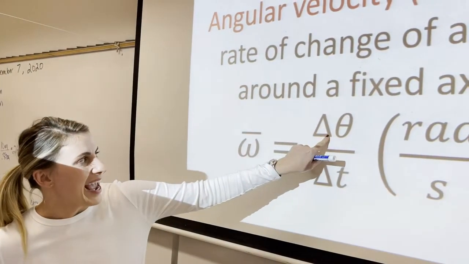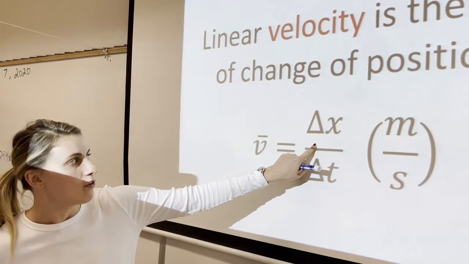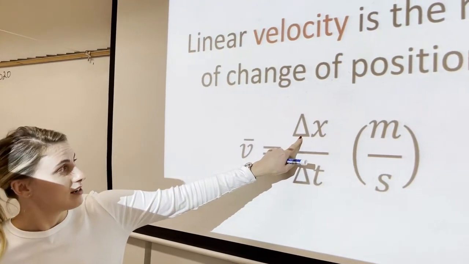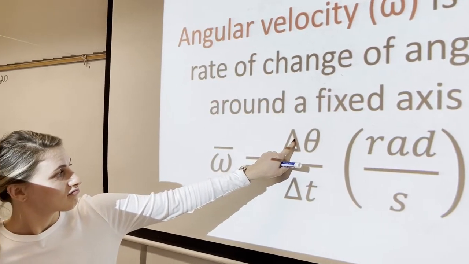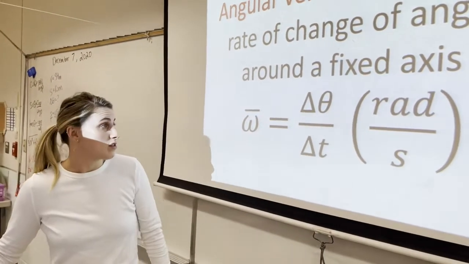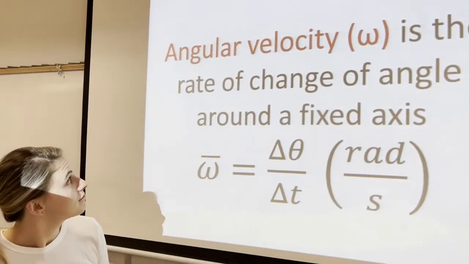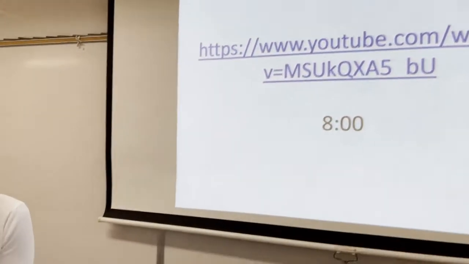Now we said this was angular displacement, right? Over here it says linear displacement. You've got meters per second for linear, radians per second for angular. Time is the same. So it's the same concept, right? Okay. Let's watch this video.